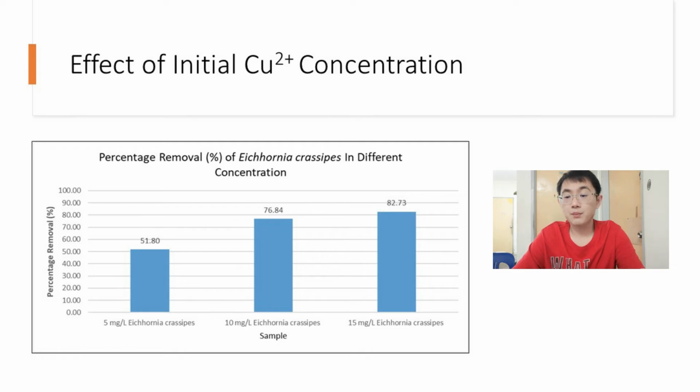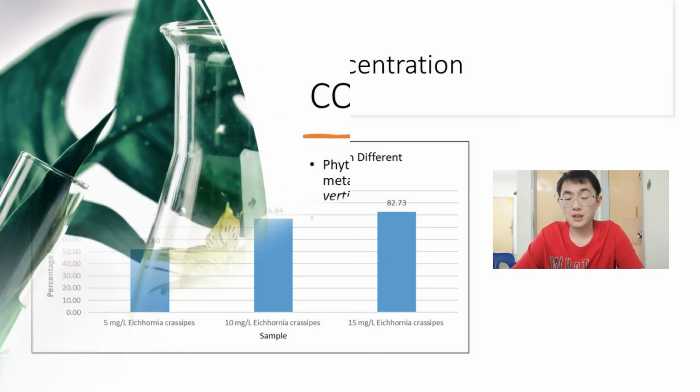The result can be explained by the heavy metal bioavailability in the experiments. When the initial concentration of the heavy metal increases, the bioavailability also increases. Thus, more heavy metal is available in the water sample to be absorbed by Echronia crab size. Hence, it can be concluded that heavy metal removal efficiency is directly proportional to the initial heavy metal concentration.